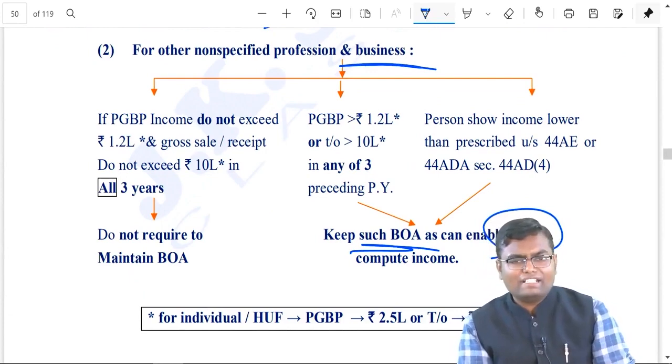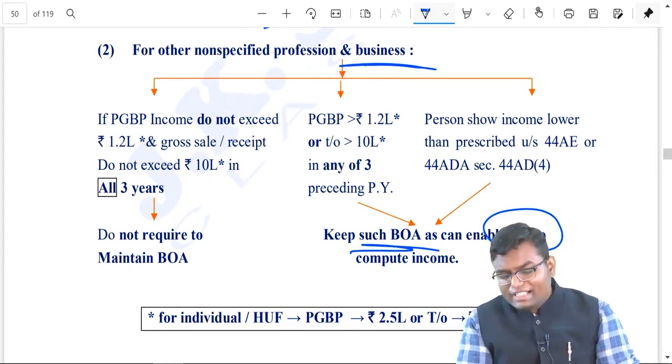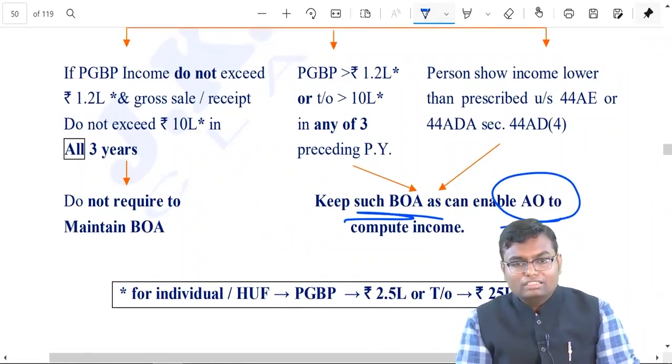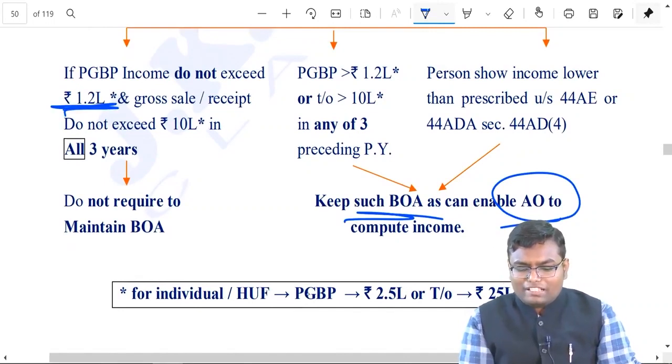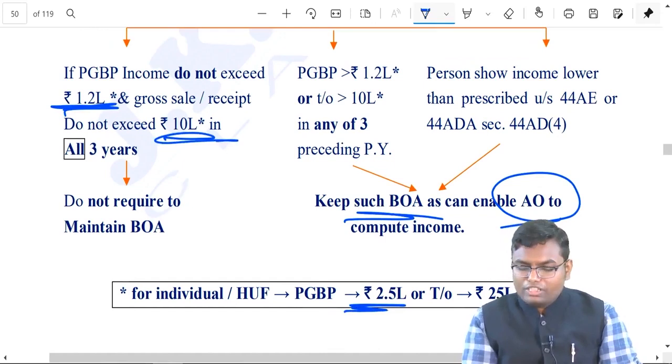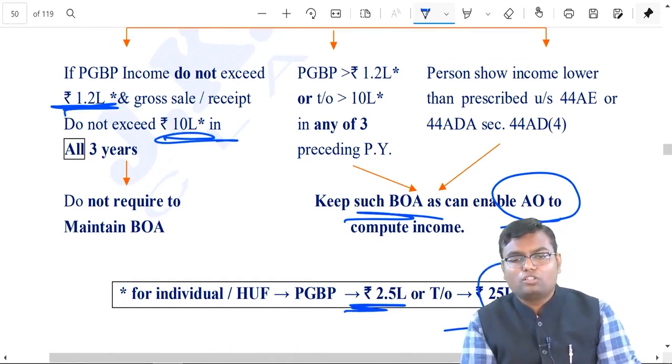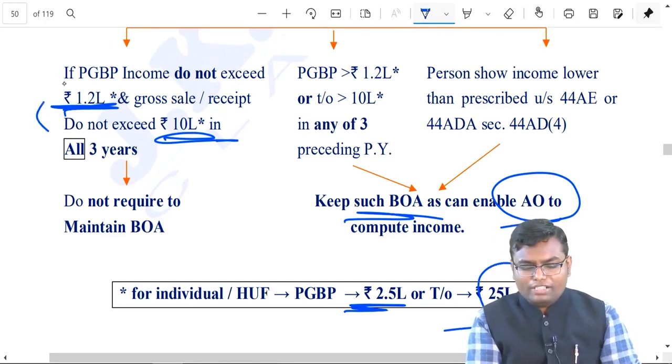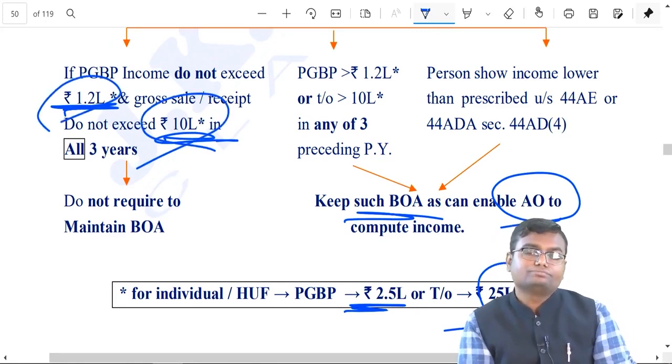No specific criteria. If you are an individual or HUF, then instead of 1.2 lakh, you have to see 2.5 lakh of PGBP income, and instead of 10 lakh of turnover, you have to see 25 lakh rupees of turnover. For all the remaining persons, 1.2 lakh and 10 lakh will be the answer.